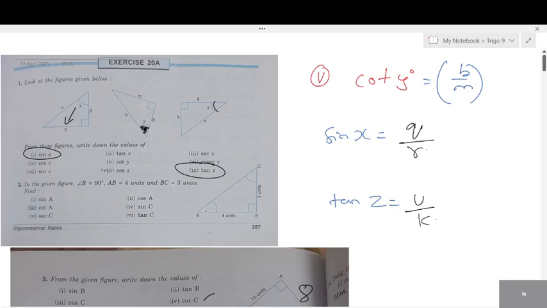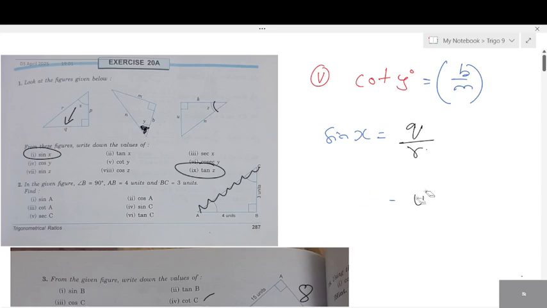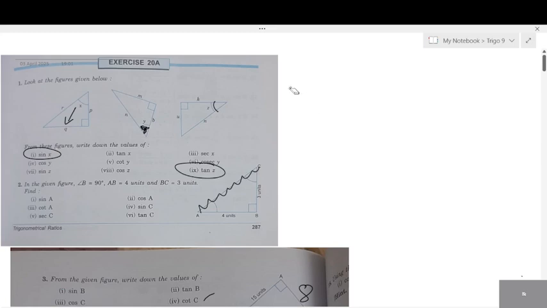For second question, AC is missing. What's the formula we apply? Pythagoras theorem. What is Pythagoras theorem? AC square is equals to. Remember, always hypotenuse, students. Remember this. Hypotenuse square is equals to perpendicular square plus base square. Okay, these are the two formulas we have. Next. Ignore, skip the second one. Don't have to practice. Second, it's the same sine cos.